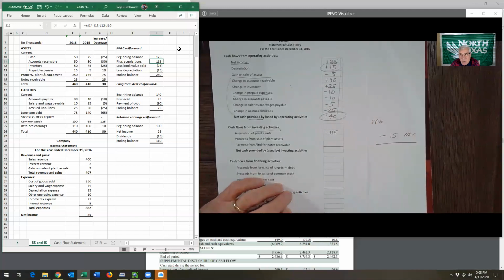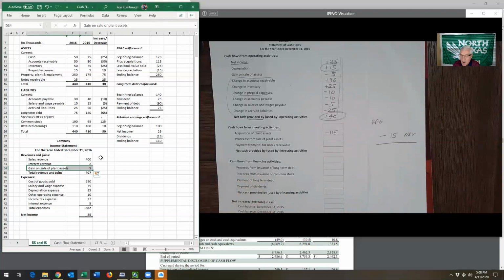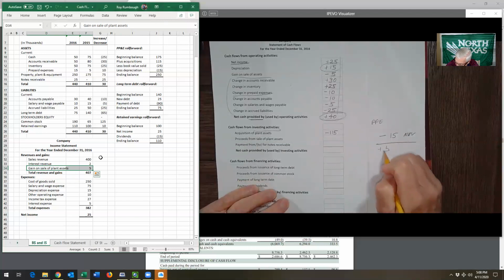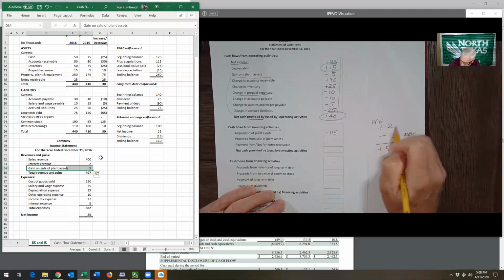How much cash did we receive though? How are we going to know that? Did we receive 15,000 in cash? No. You know how I know that? Hey, there was a gain. We had property, plant, and equipment on our books, and we ended up with a gain that's on the income statement. How do we get a gain? We receive more cash.